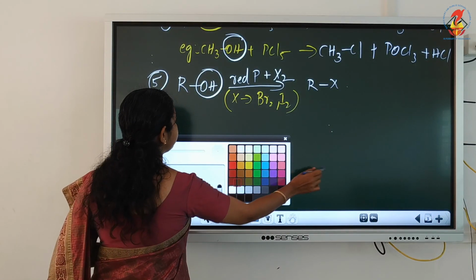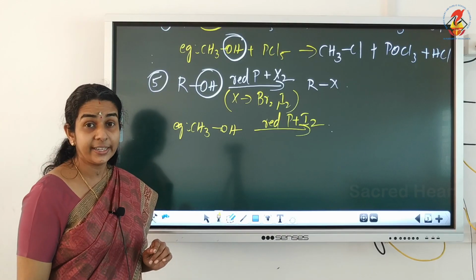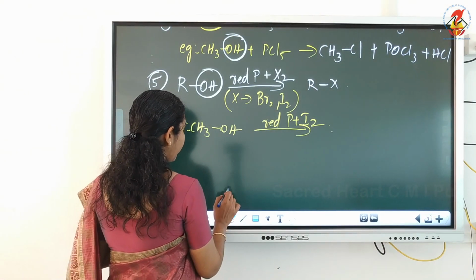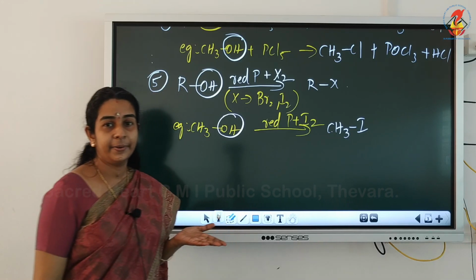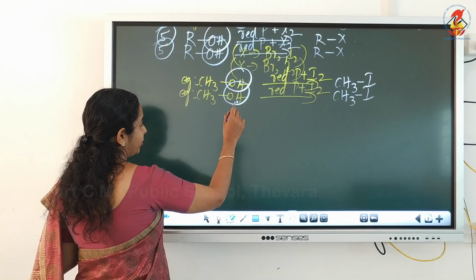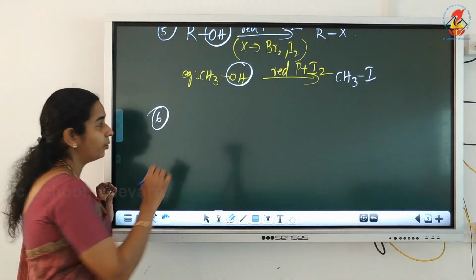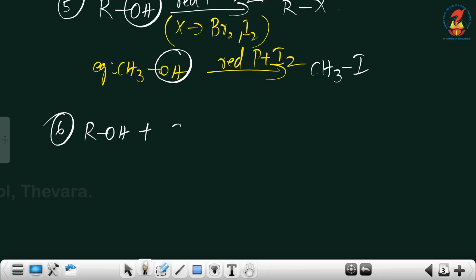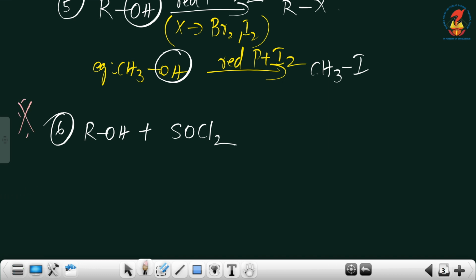For example, CH3OH on reaction with red phosphorus and iodine. What is the product we are getting? OH will be replaced by iodine, so we get CH3I. Now the last method of preparation of alkyl halides from alcohol is alcohols on reaction with SOCl2. One of the very important reactions.